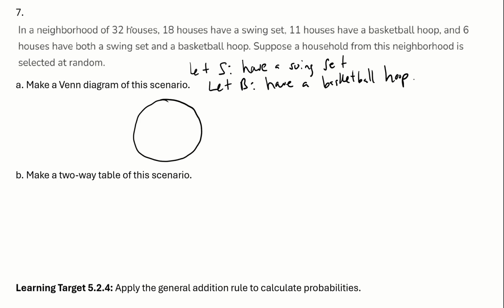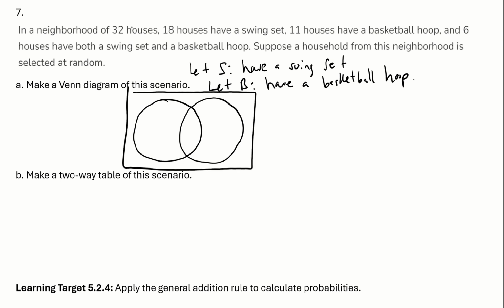So if we were to make a Venn diagram, we have S for swing set and then B for basketball. So we got S here. Let me just do it on the inside since I'm running out of room. All right, so we got 6 have both, so there's got to be 6 for both, but then there's a total of 18 with a swing set, so it's 18 minus 6 is 12, right? And then there's 11 with basketball, but 11 minus 6, it's 5.